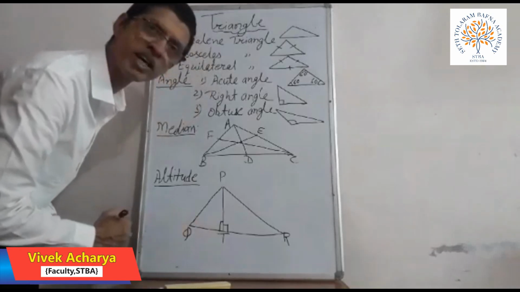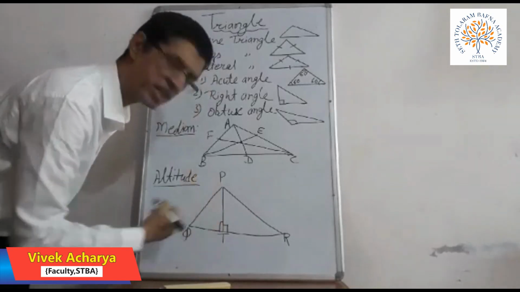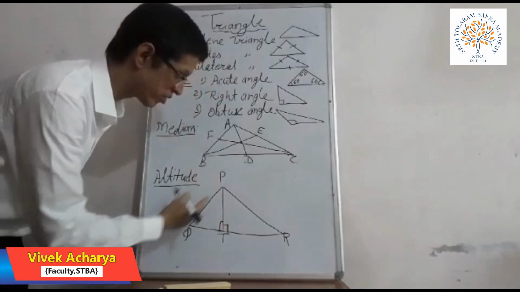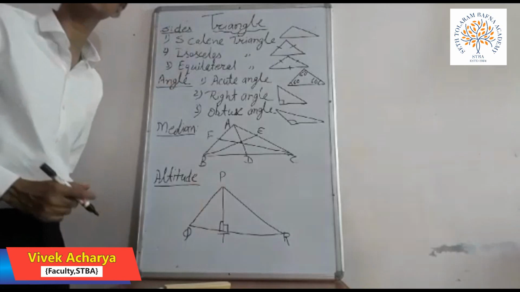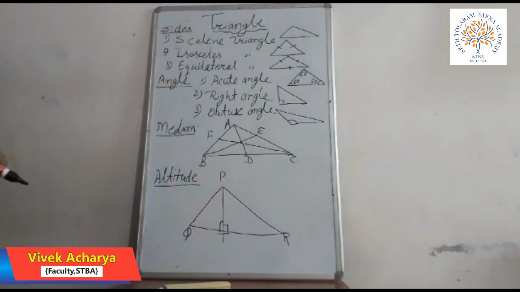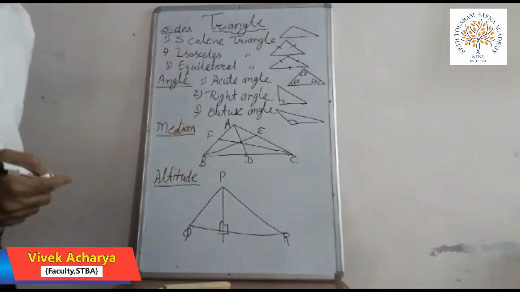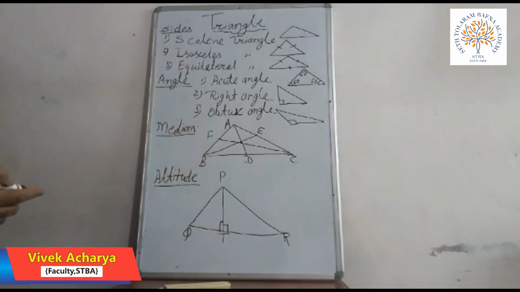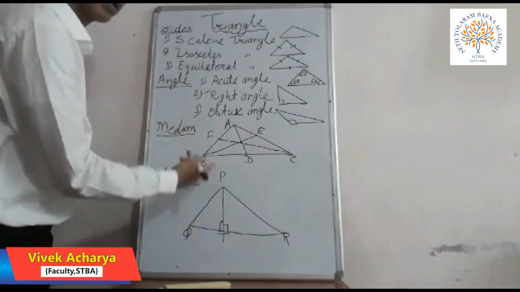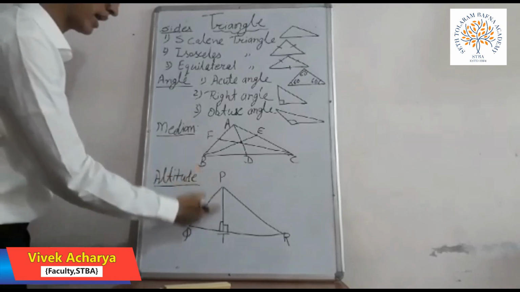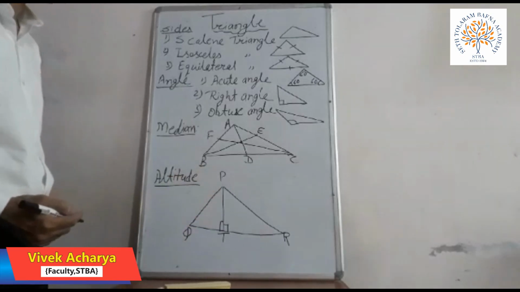By linear pair you can find it. So if PT is perpendicular, then these two angles are 90 degrees, then you will say PT is the altitude of the triangle. So altitude, you can say the line segment, or you can say the perpendicular from any vertex to the opposite side, is called the altitude of the triangle. So this is the altitude of the triangle, children.